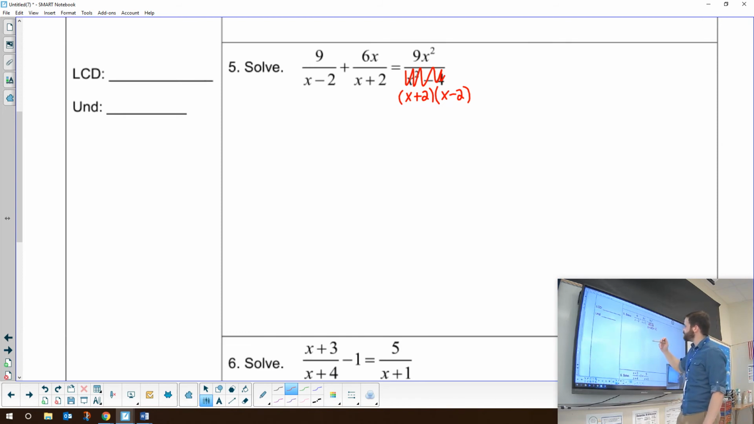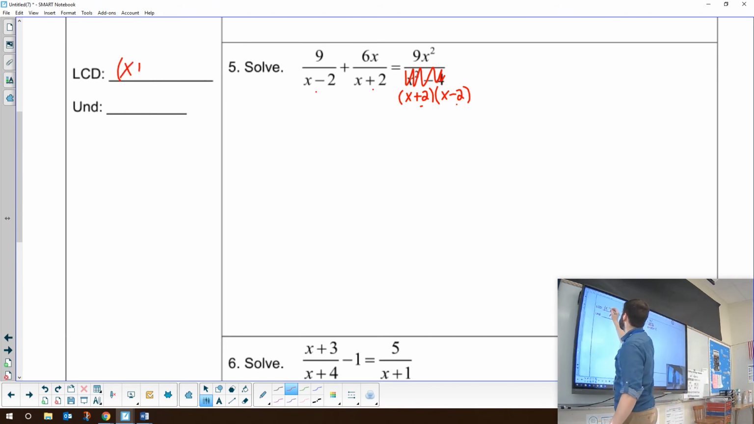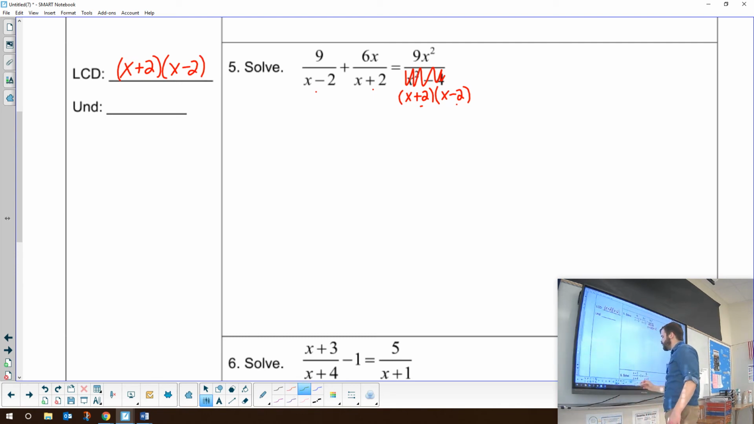Okay, then I'm going to be like, oh, my common denominator is going to be x plus 2 times x minus 2 because those two fit inside of this. So that's my least common denominator, x plus 2 times x minus 2. And that's also going to tell me what my undefined is. My undefined is going to be x cannot equal negative 2 or positive 2.